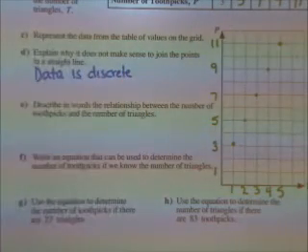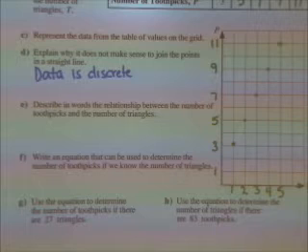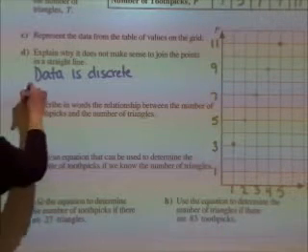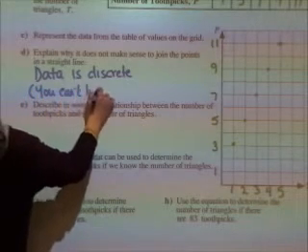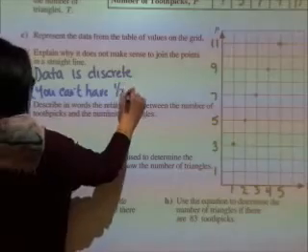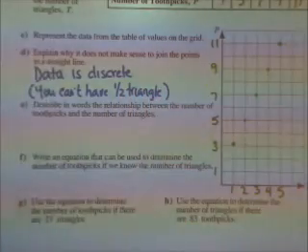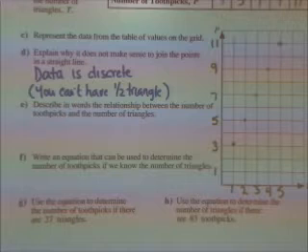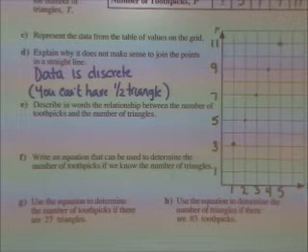And I believe we looked at this term last year. We looked at discrete data and continuous data. This is discrete data. You can't have half a triangle, or part of a toothpick for that matter. Either you have 7 toothpicks or you have 9 toothpicks. You can't actually draw a triangle in that pattern with 8 toothpicks.